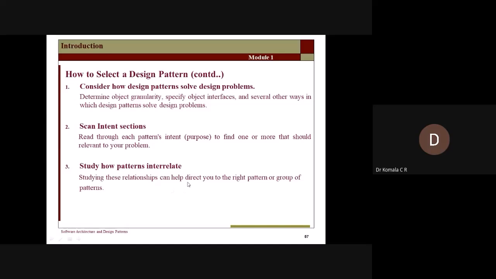So I should know the relationships between these patterns which I am going to use to solve the problem. Studying these relationships can help direct you to the right pattern or a group of patterns. If you know how they interact with each other, how they relate with each other, then you'll be able to choose the right pattern or the right group of patterns to be used. So these are the things to be considered while selecting a design pattern.